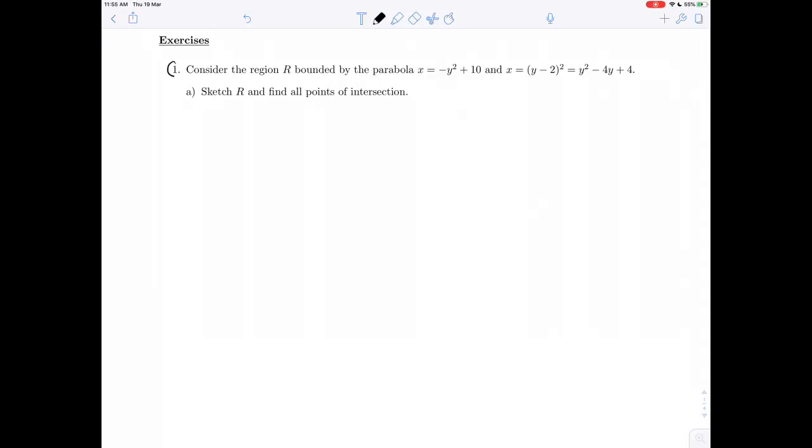So number 1 here, we're being asked to consider the region R bounded by the parabola x is equal to minus y squared plus 10, and x is equal to (y minus 2) squared, which can be expanded to y squared minus 4y plus 4. Firstly, we're being asked explicitly to sketch the region R and to find all the points of intersection. So that means we have to remember how to sketch parabolas that are expressed in the form x is equal to g of y.